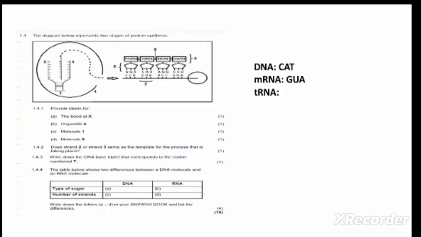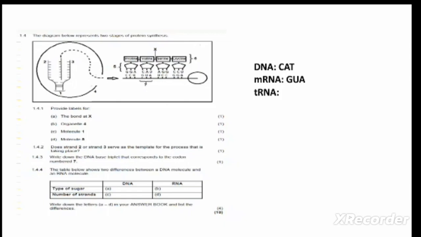If you look at that diagram, the whole box is a cell, and in that circle is the nucleus. The question says provide labels for bond at X. Bond at X is the bond between amino acids, that is peptide bond. Organelle 4 is the nucleus. Molecule 1, that is a DNA molecule because it has two strands. Molecule 5 is tRNA or the transfer RNA.